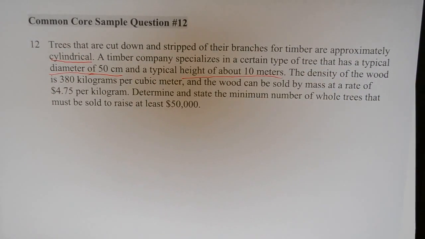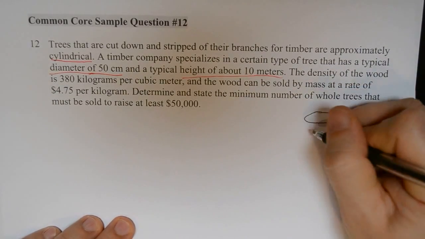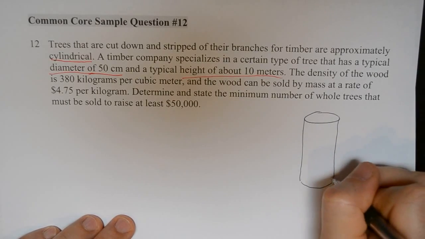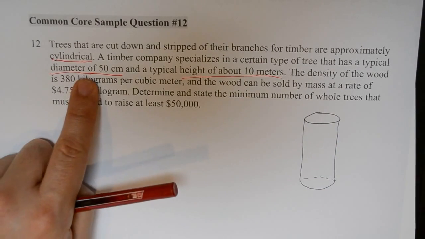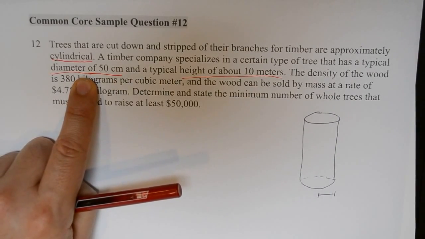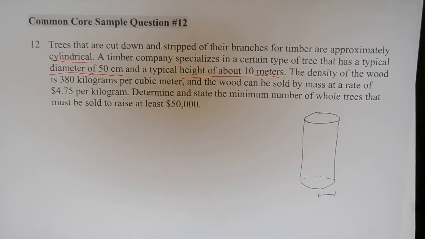Okay, so let's stop right there for a second. It looks like in this problem we're going to be thinking about mathematized trees, right? So trees that are not really trees, but just cylinders. And these cylinders have a diameter of 50. Now I really don't care about the diameter of a cylinder, I care about the radius. So if the diameter is 50, what's my radius going to be? Just 25. And a typical height of about 10 meters.